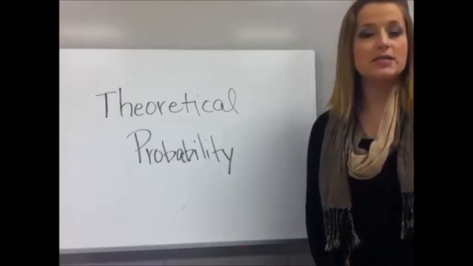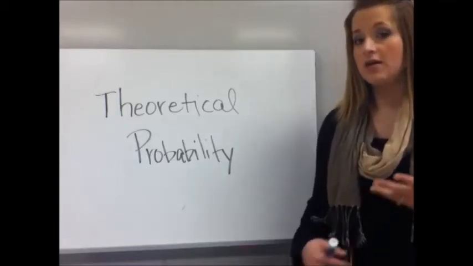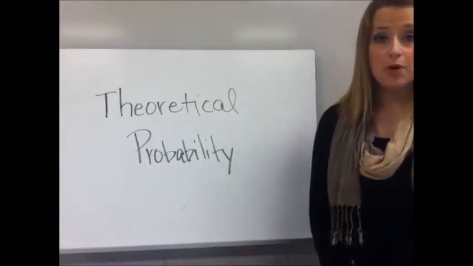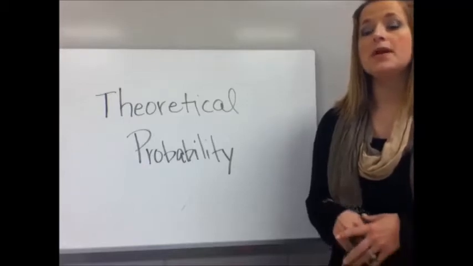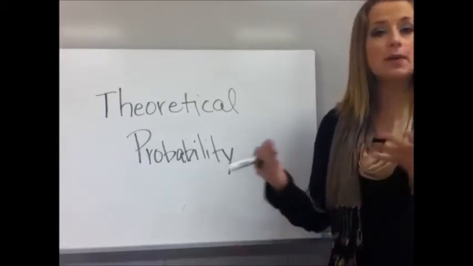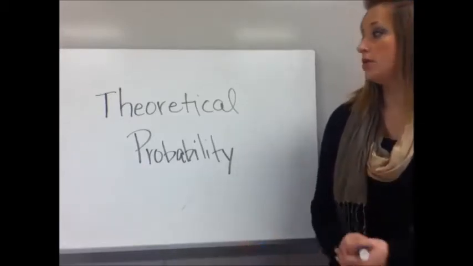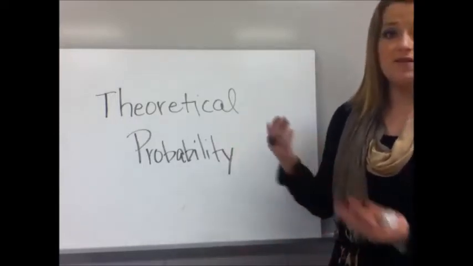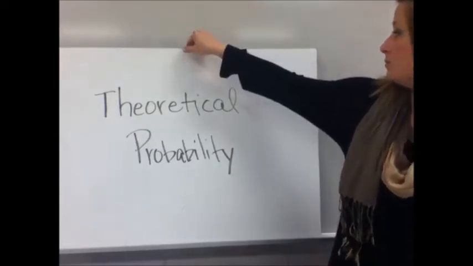Theoretical probability is probably what you most think of when you think of probability. Before, we looked at experimental probability. That was based on what has actually happened. Here's the experiment, here are the results. Theoretical probability is based on what should happen if everything is fair.